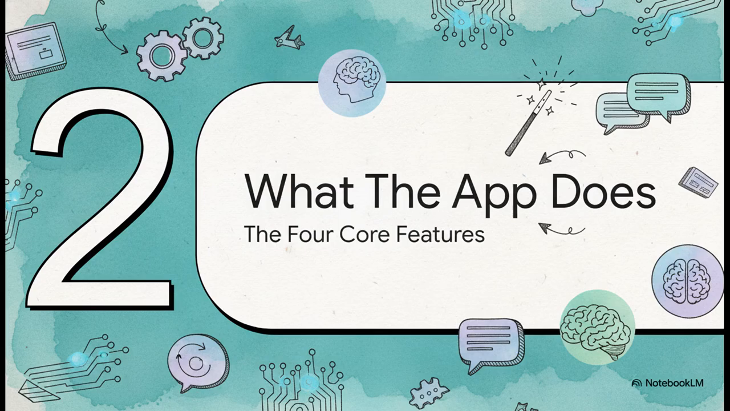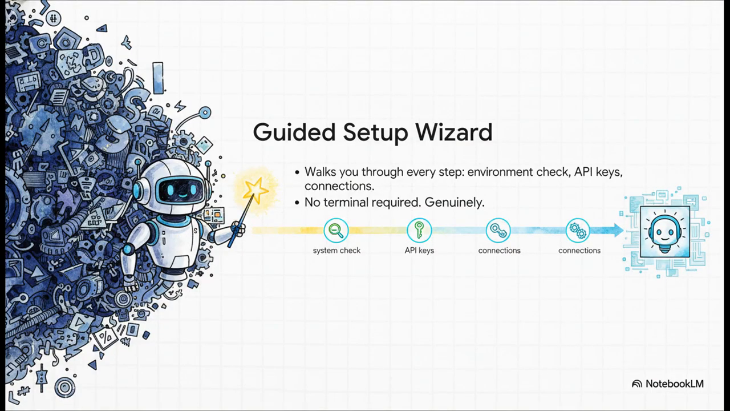Okay, so a one-click promise sounds great. But what are you actually getting for your money? Let's break down the features, because this is the real proof behind that whole no technical knowledge claim. First up, the heart of the app, the guided setup wizard. This thing automates everything. It checks if your system is ready, it asks for your API keys in a simple form, it handles connecting to your chat apps. It basically takes what would be a complex technical course and turns it into a simple step-by-step flow.